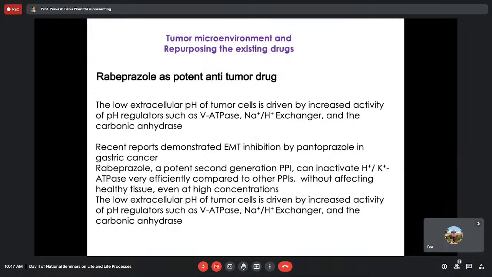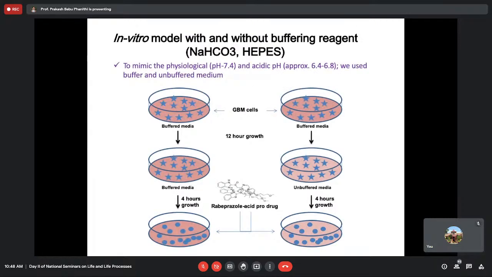So what we have used initially is rabeprazole, pantoprazole. Normally we have been using these drugs as antacids; they reduce the acidity. They are actually proton pump inhibitors. They accept the H+ ions, therefore it will become neutralized. So we used this rabeprazole, particularly starting with the cell cultures.